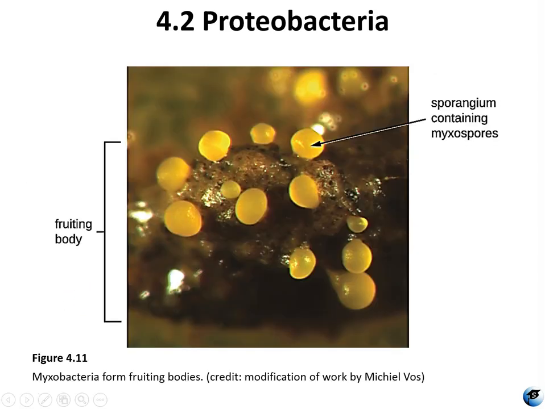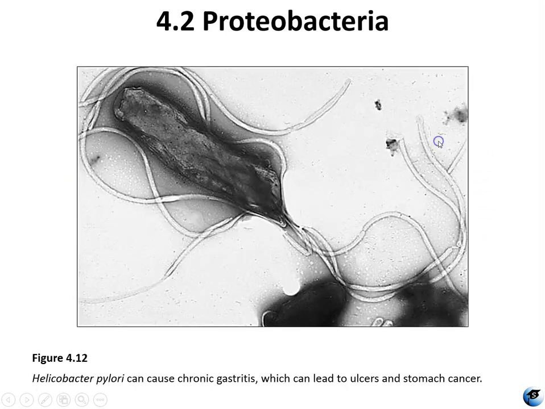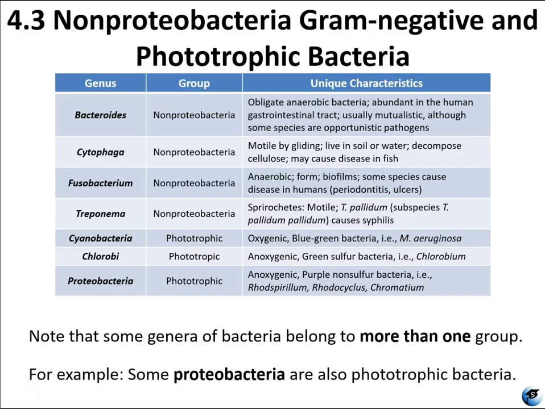This is Myxobacteria, fruiting bodies. And this is Helicobacter pylori, which causes chronic gastritis and can lead to ulcers and even stomach cancer. So he's a bad guy. Some examples of non-proteobacteria and phototrophic bacteria. Here we have Bacteroides. He is a mutualistic non-proteobacteria. He is associated with several opportunistic pathogens.